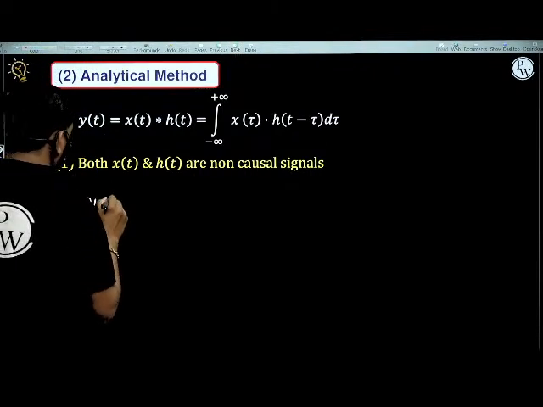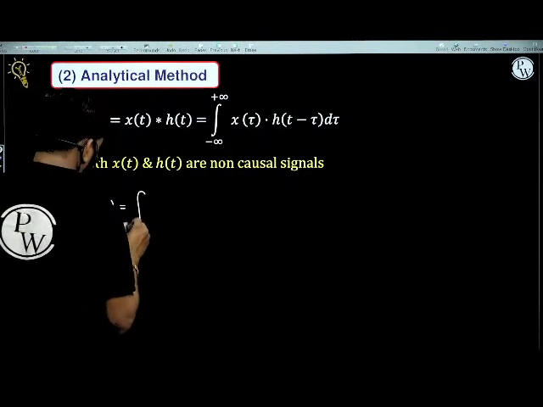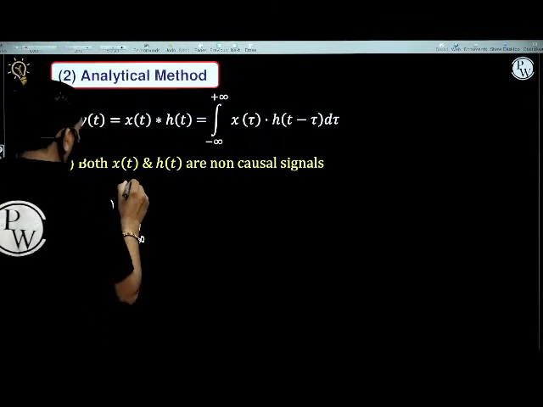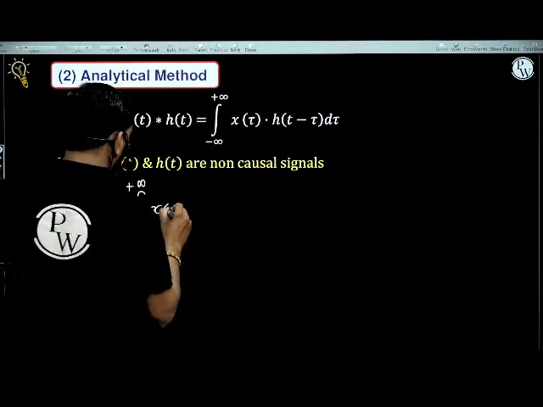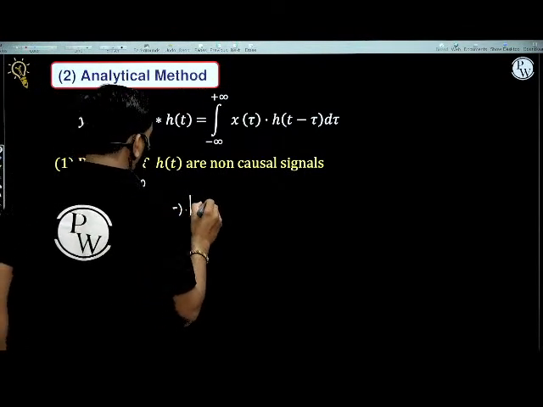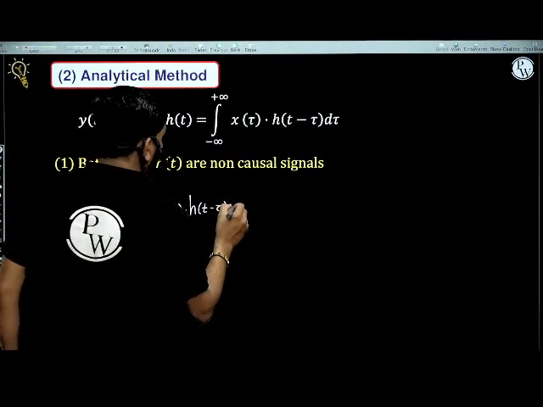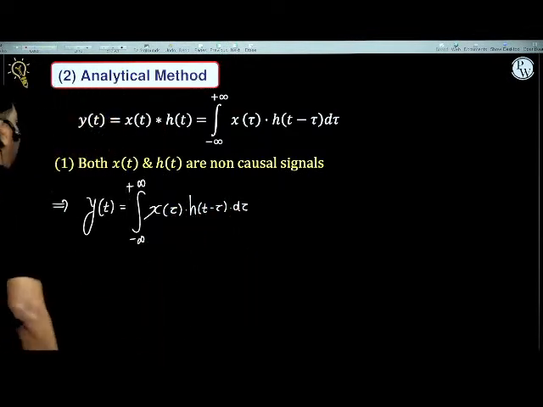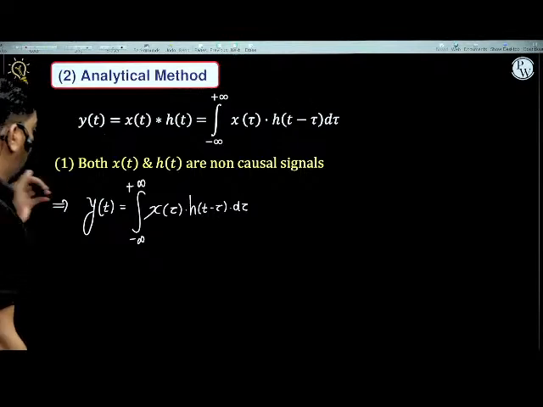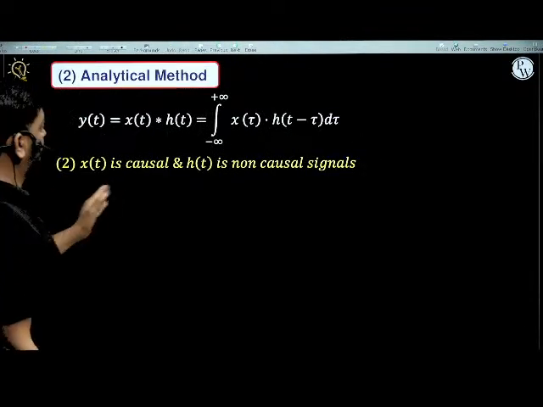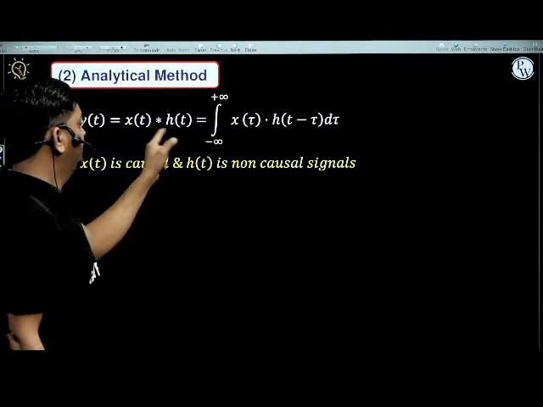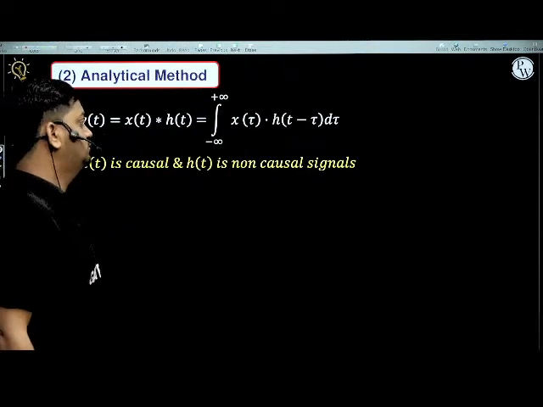y of t is equal to the integration from minus infinity to plus infinity of x of tau into h of t minus tau d tau. We cannot simplify if both are non-causal. But suppose case number 2: x of t is causal in this formula. If x of t is causal and h of t is non-causal.